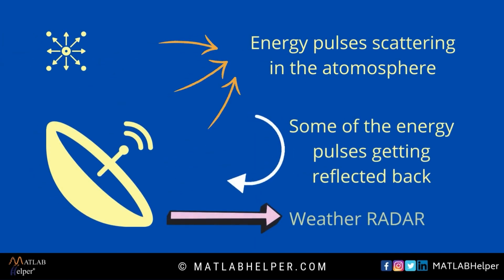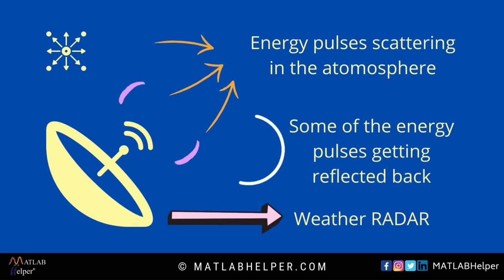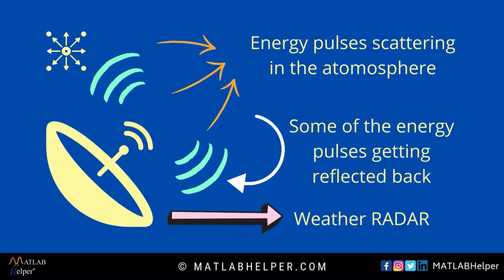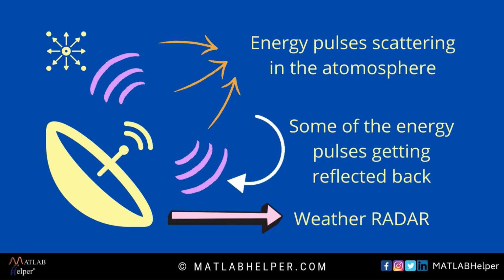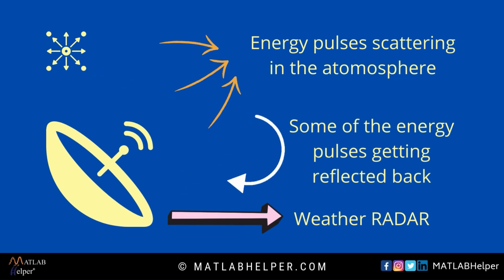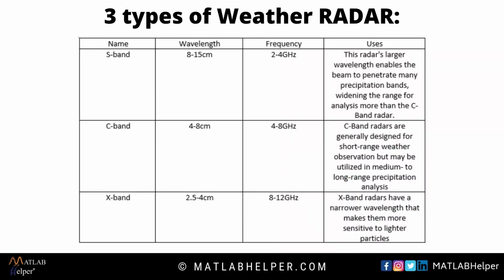The basics of radars is that a beam of energy, called radio waves, is emitted from an antenna. As they strike objects in the atmosphere, the energy is scattered in all directions, with some of the energy reflected directly back to the radar. Weather radar are of three types: the S-band, the C-band, and the X-band. The frequency, wavelength, and uses of the three types of radar are shown here.